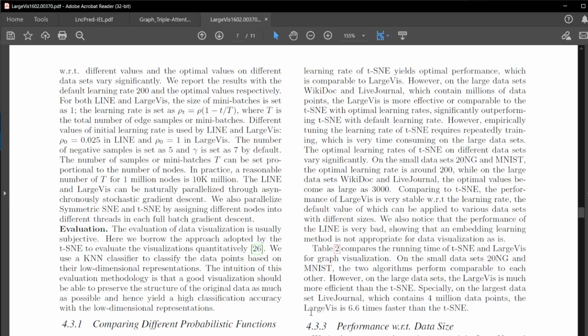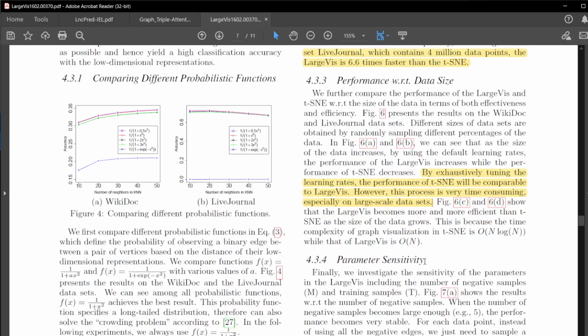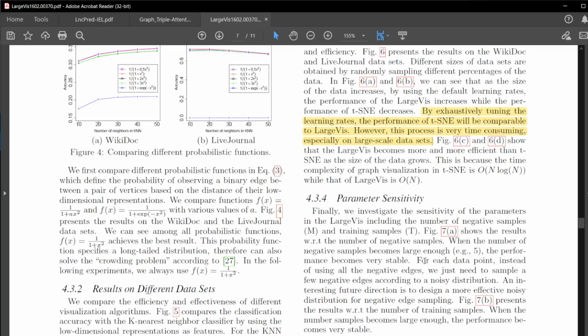4.3.3 Performance with respect to data size. We further compare the performance of the LargeVis and t-SNE with respect to the size of the data in terms of both effectiveness and efficiency. Figure 6 presents the results on the Wikidoc and LiveJournal data sets. Different sizes of data sets are obtained by randomly sampling different percentages of the data. In Figure 6a and 6b, we can see that as the size of the data increases, by using the default learning rates, the performance of the LargeVis increases while the performance of t-SNE decreases. By exhaustively tuning the learning rates, the performance of t-SNE will be comparable to LargeVis. However, this process is very time-consuming, especially on large-scale data sets. Figure 6c and 6d show that the LargeVis becomes more and more efficient than t-SNE as the size of the data grows. This is because the time complexity of graph visualization in t-SNE is O(n log n), while that of LargeVis is O(n).